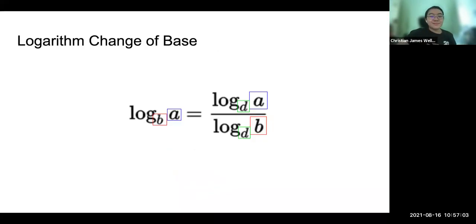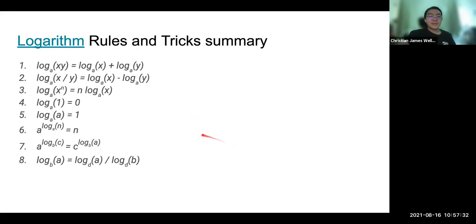Okay. So here's another one, change of base. So let's say I start off with log base b of a, and I want to change it to some other base d. Maybe I don't like the number b. I don't like the number 2, right? Then maybe I'll change it to log base pi or something. So you can just do this: log of a in whatever base you want in the numerator, and log of b in that base in the denominator. Okay, so with that, I've given a summary over here. Do have a quick look.